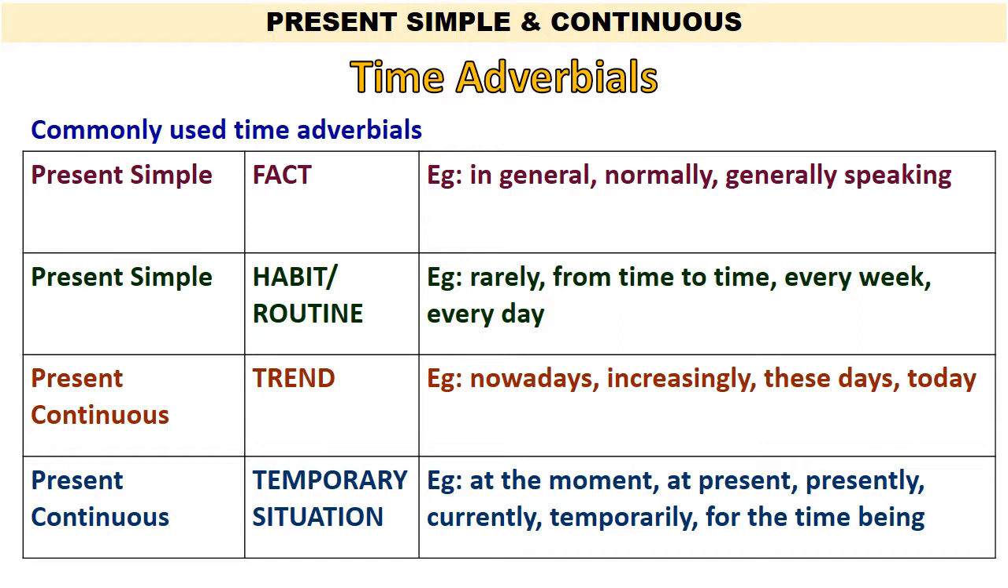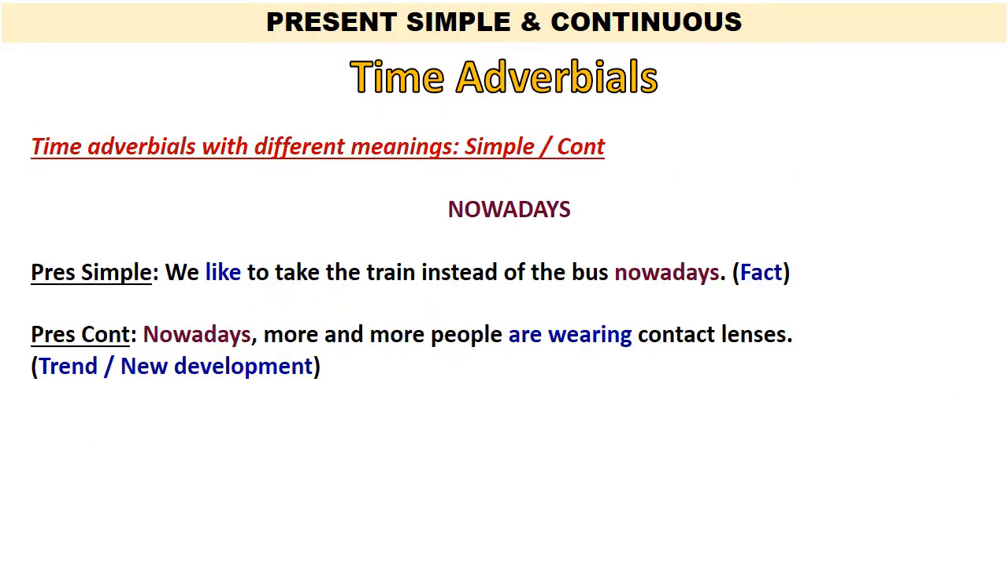Finally, we use the present continuous to talk about a temporary situation, and with these we can use time adverbials such as at the moment, at present, presently, currently, temporarily, for the time being. Now let's take a look at how we use these time adverbials.